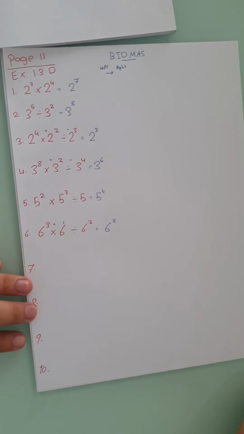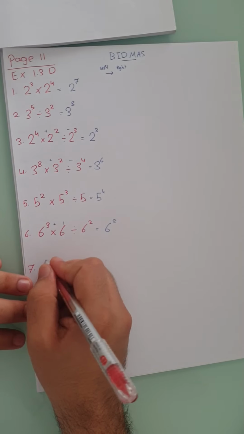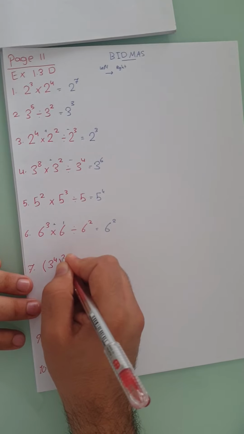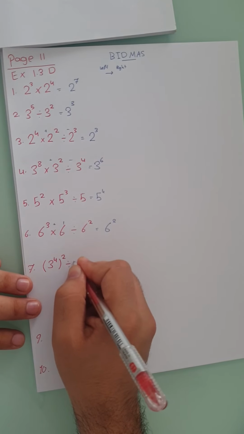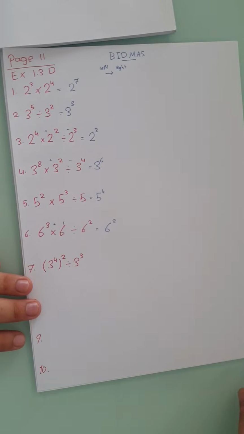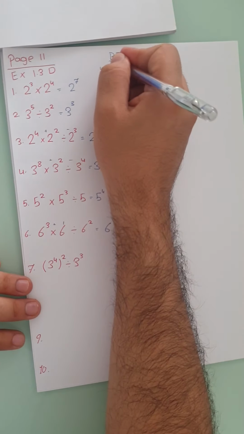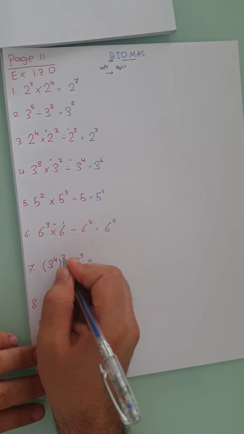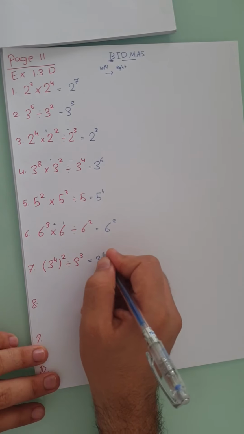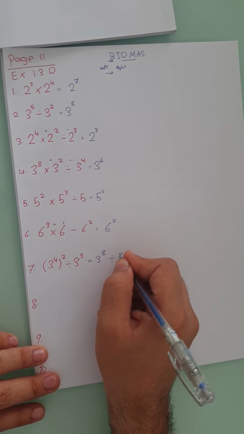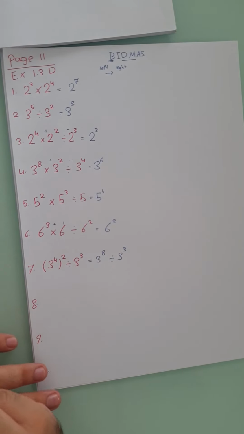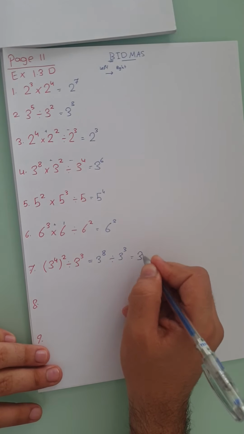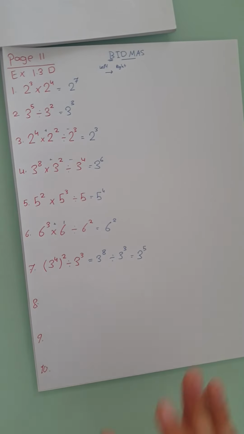Okay. Question number 7. We have bracket 3 to the power of 4, all of them to the power of 2, divided by 3 to the power of 3. Again, don't forget about the BODMAS. BODMAS: bracket comes first. So I need to finish the bracket first. So it is actually 4 times 2 is how much? 8. So it's going to be 3 to the power of 8 divided by 3 to the power of 3. Okay. So now division, 8 minus 3 is how much? 5. So it's going to be 3 to the power of 5. This is how we solve such questions.